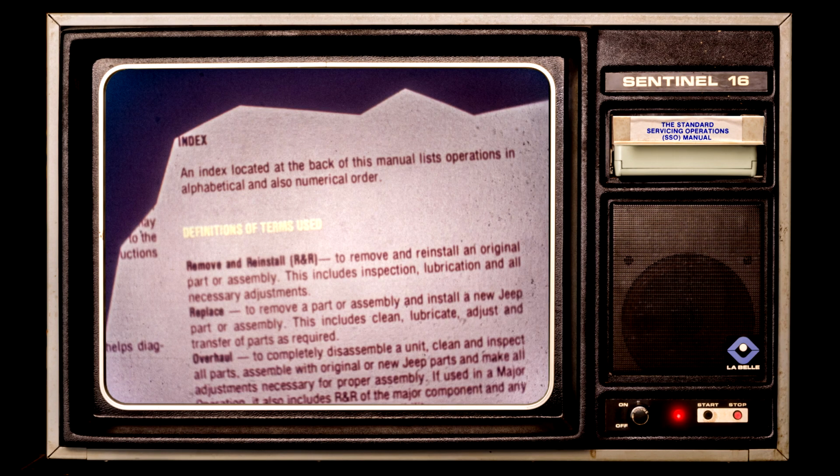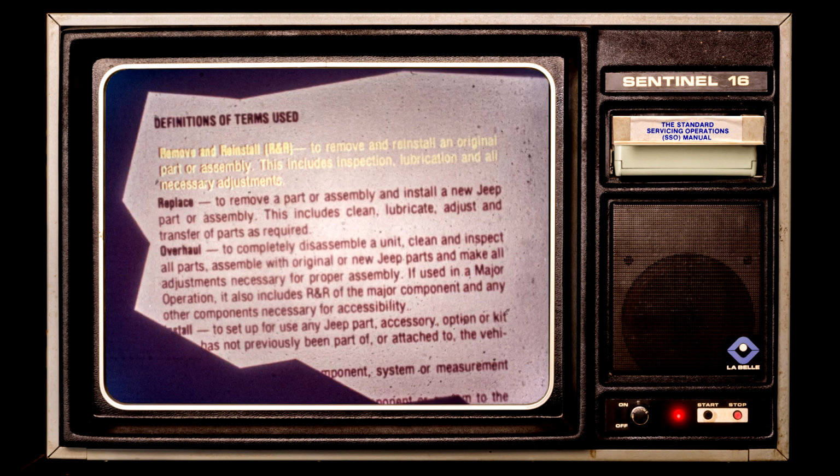One of the most important sections of the forward is this listing of the definitions of terms used in the manual. It's essential that you are familiar with these terms so that you'll fully understand the operation descriptions contained in the manual. For example, R&R means remove and reinstall an original part or assembly. This includes inspection, lubrication, and all necessary adjustments.